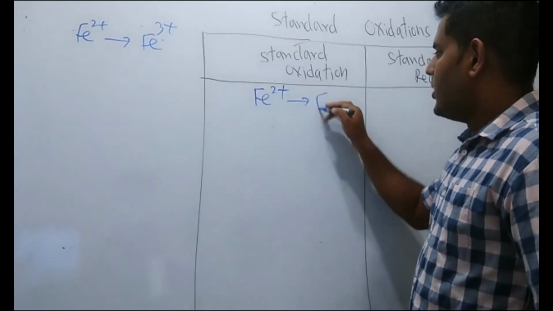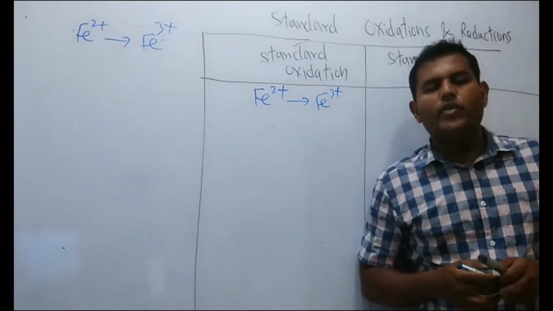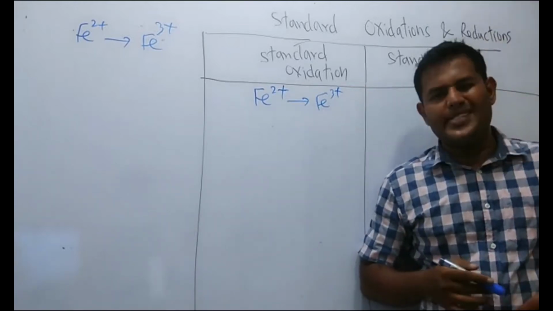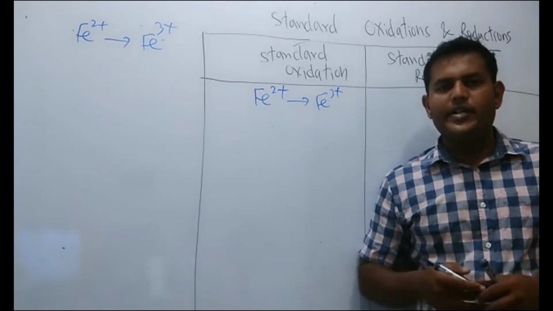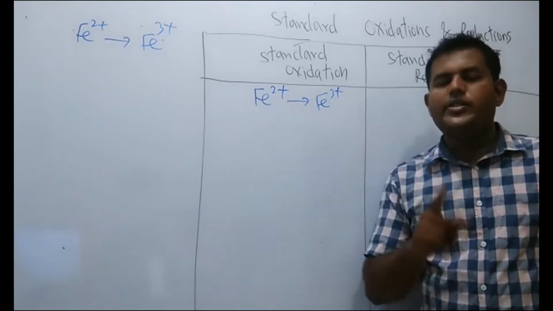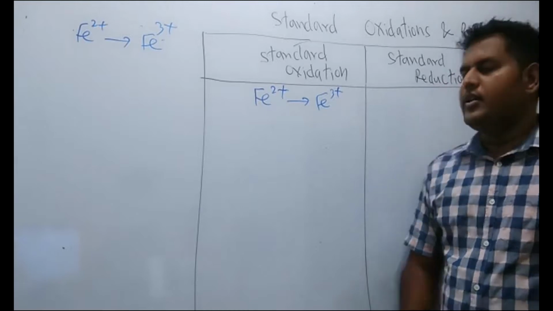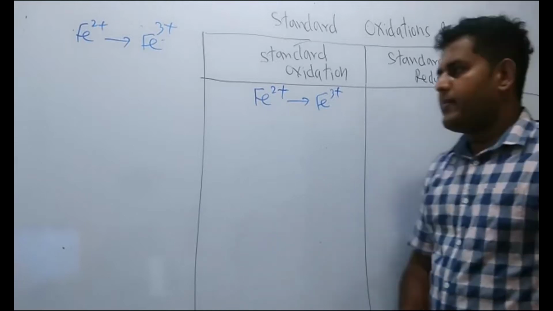What is a standard oxidation? In the exam, they won't give 'Fe2+ is oxidized into Fe3+'. You should know it. It's a basic thing. That's what we are writing. In the exam, they just give Fe2+ only. You should know it's oxidized into Fe3+. You have to study it. Right? Okay.